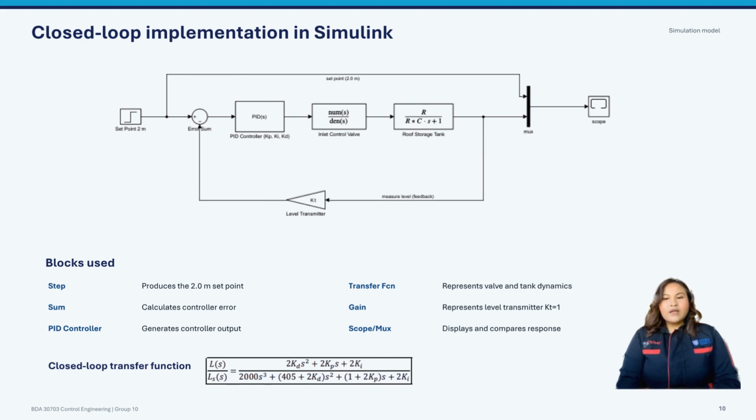The valve and tank dynamics are represented by transfer function blocks. The level transmitter measures water levels and sends feedback to the controller, forming a closed loop system. Finally, the scope displays both the set point and the actual water level, so we can evaluate the system's performance. By tuning KP, KI, and KD, we achieve a faster, more stable, and accurate response.